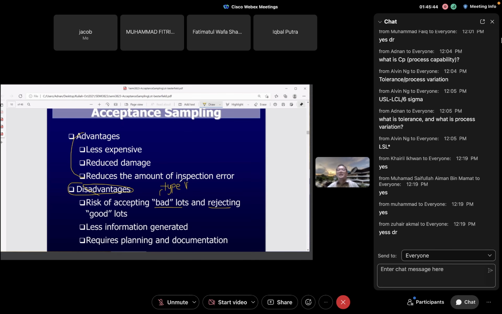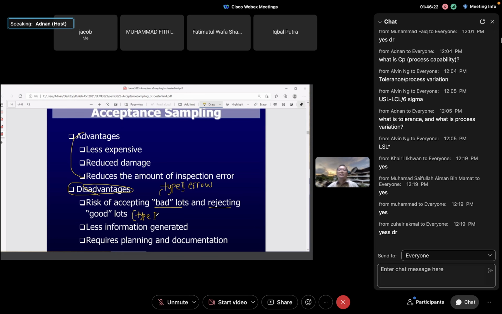In statistics, in SPC, we call it type 2 error. It is actually more serious, because you allow that bad item to go to the customer. Rejecting good lots, we call type 1 error. Type 1 error is like a false alarm.